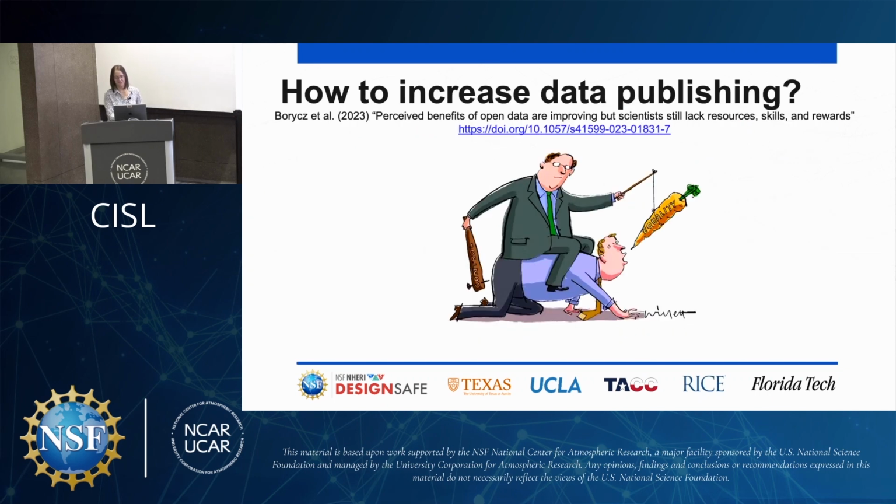The last thing to mention with respect to data is how to increase more data publishing. And every community is challenged with this. And I really enjoyed reading this paper, Perceived Benefits of Open Data Are Improving, but Scientists Still Lack Resources, Skills, and Rewards. To be honest, that's an amazing title because it's basically the abstract and conclusions all in the title, right? But the key is we've got sticks and we've got carrots, right? What are we going to do?